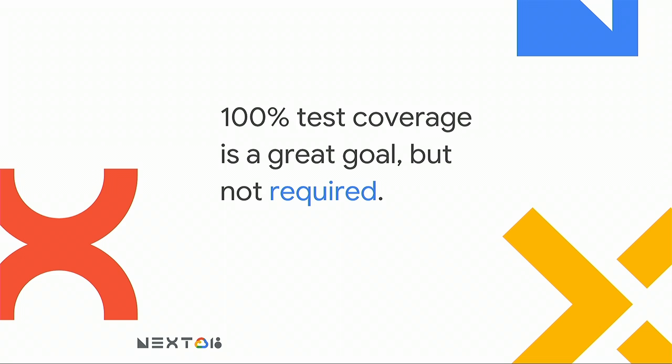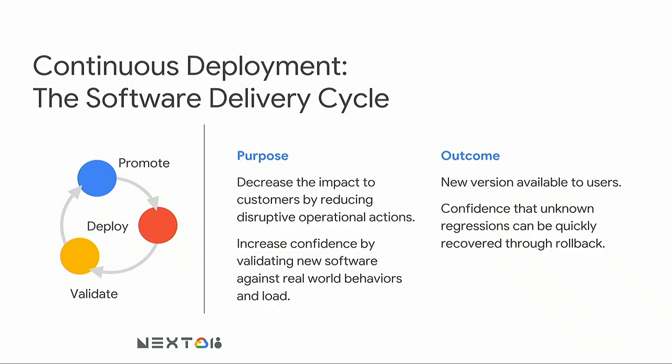So one of the things that we strive for is to get this automated code coverage that covers everything. And if anyone says that they're aiming and striving for 100% test coverage, that's great, and we should do that. But it's absolutely not required to be successful at continuous integration, right? And on the other side, continuous deployment is about that software delivery cycle, right? And here, the real purpose is to decrease the impact to customers of disruptive operational actions that we're taking on our application, right? And our outcome is to make available a new version of our software and be able to recover from any possible regressions that happen during that deployment.